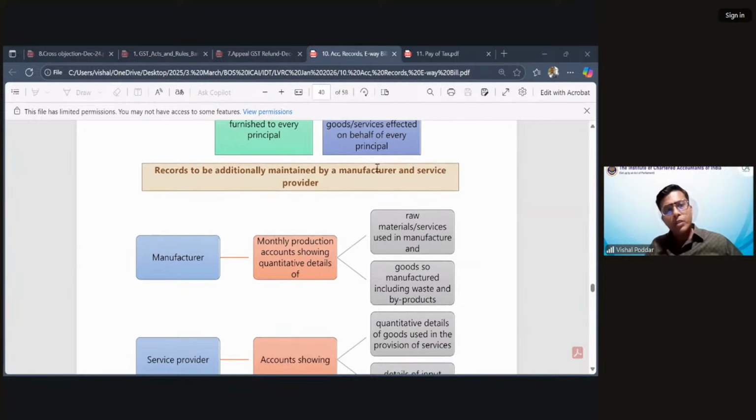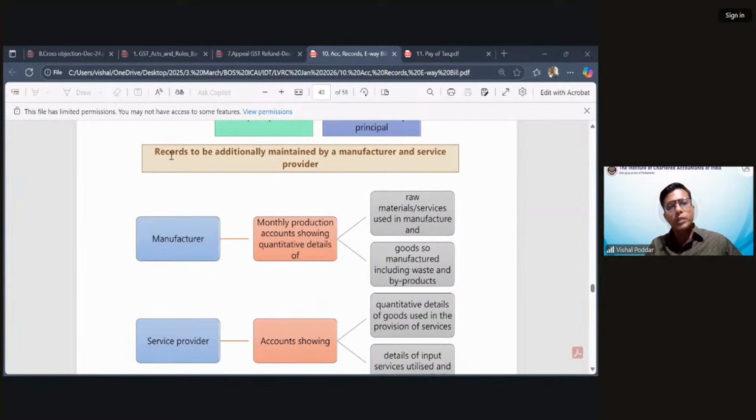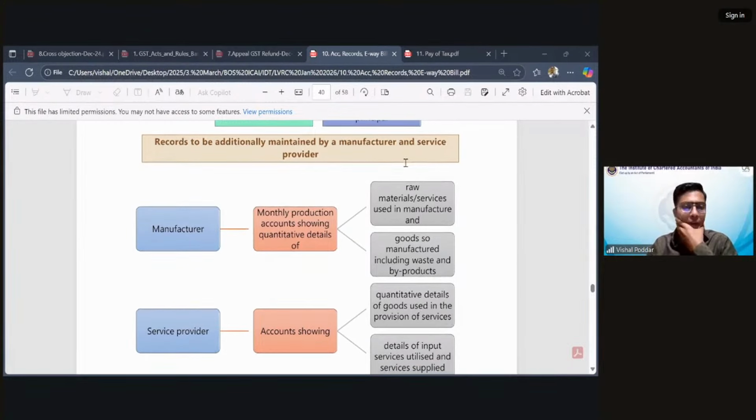So whatever transactions the agent has done for the principal on behalf of the principal, and what is the tax which the agent has discharged. Next, records to be additionally maintained by a manufacturer and a service provider.